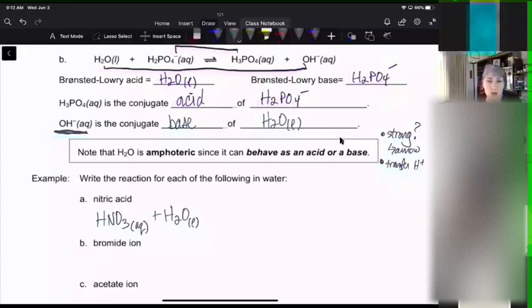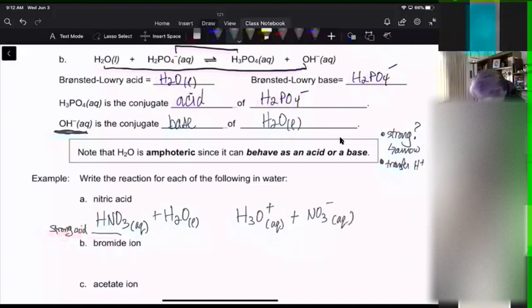Which one is going to donate the proton? Which one is going to accept the proton? So we'll identify the acid. Is it strong or weak? That's right. This is the strong acid, so that will give up the proton. So we're going to form H3O plus and NO3 minus. And it's strong, so it all goes to products, 100%, one-way arrow to products.